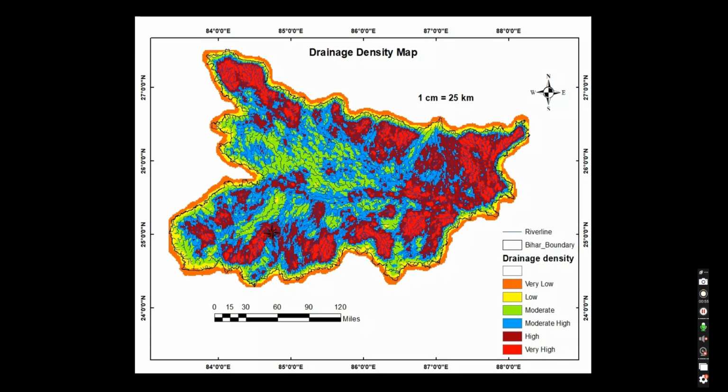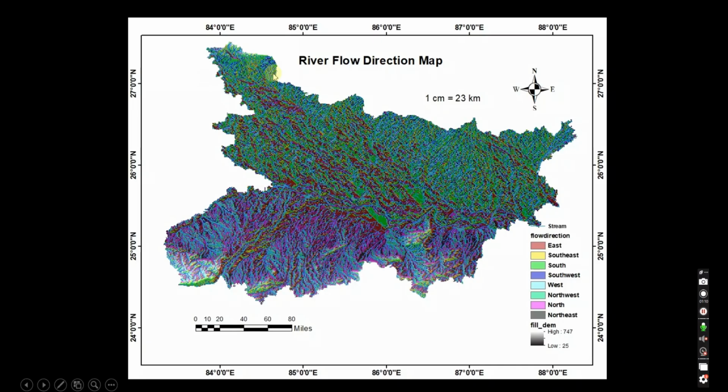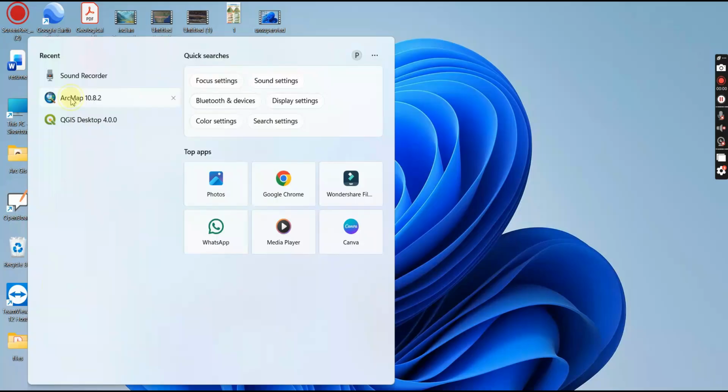River density helps to understand drainage pattern, identify runoff and water flow condition, analyze flood prone areas, study watershed characteristics, and understand soil erosion and infiltration condition. This map is the river flow direction map: east, southeast, south. So let's start.